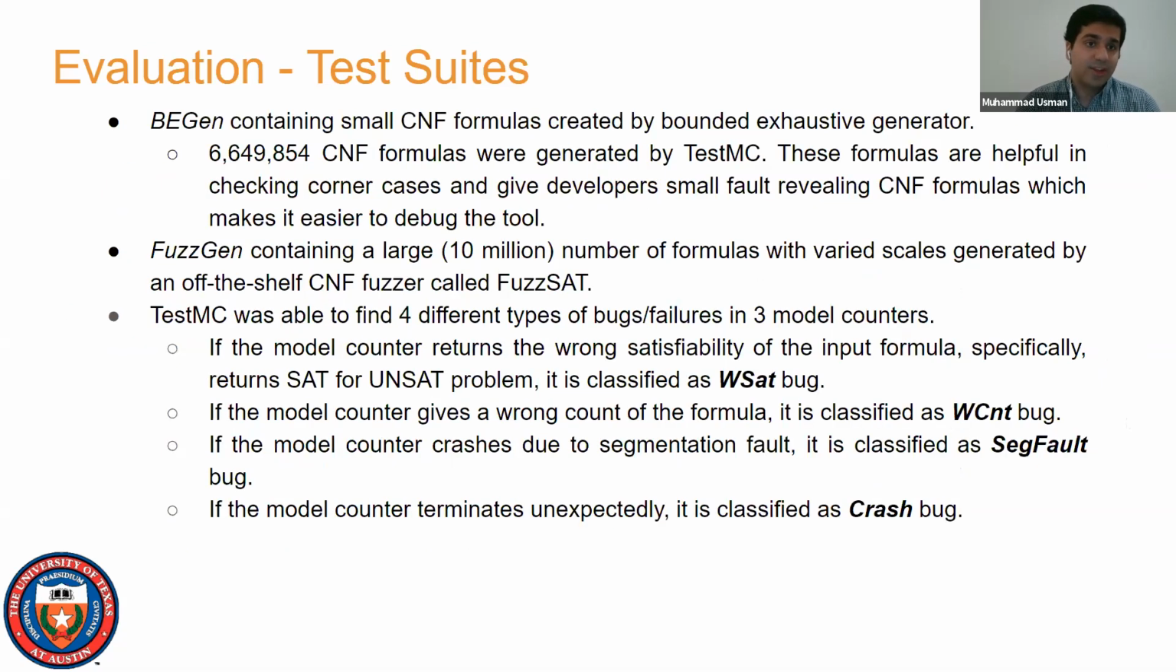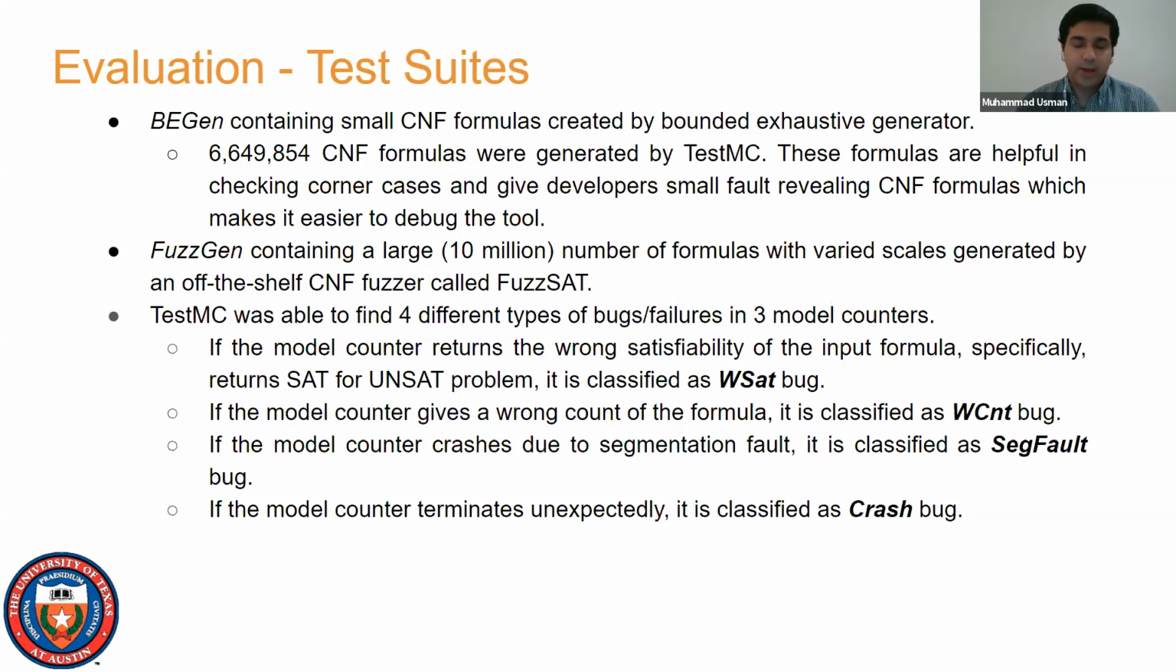The second test suite is BEGen, which consists of 6.65 million CNF formulas generated by our TestMC boundary exhaustive generator, which we described earlier. FirstGen is the third test suite. It consists of 10 million formulas, generated using an off-the-shelf CNF fuzzer called FFuzzer. So we have around 17 million formulas in total to test.